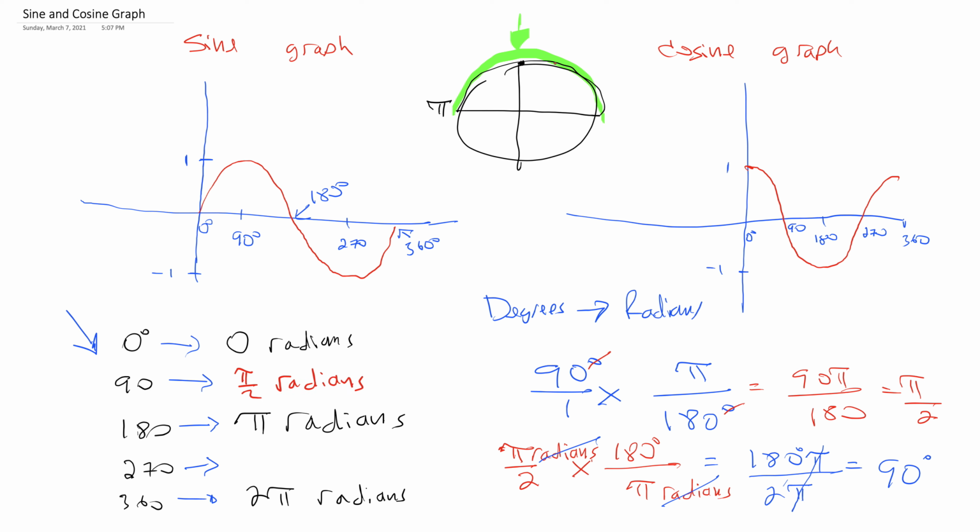And now we can actually count by pi over 2's. Watch this. I can say this is pi over 2. And then I could say this is 2 pi over 2. But 2 pi over 2 reduces down to what? Pi. And this would be 3 pi over 2. And this would be 4 pi over 2. But 4 pi over 2 reduces down to what? 2 pi. So the 270, which is right here, corresponds to 3 pi over 2. You want to remember these 5. Makes life easier. Okay?